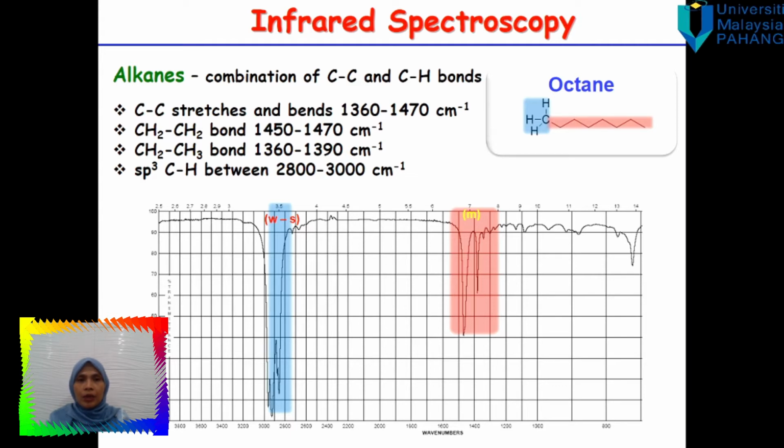Now we see the first group of organic compounds, which is alkane. Alkane is saturated, which has C single bond C and C-H bonds. The typical signal for C single bond C is a band between 1360 to 1470. C-H sp3 is another important thing for the alkane group, which is 2800 to 3000. This is the signal for C-H sp3.